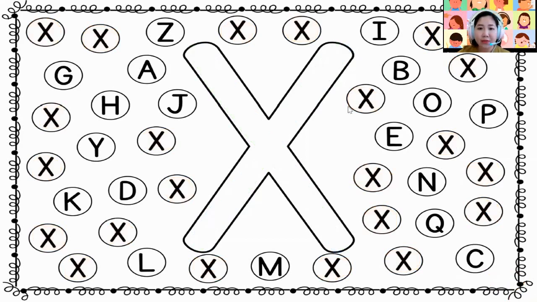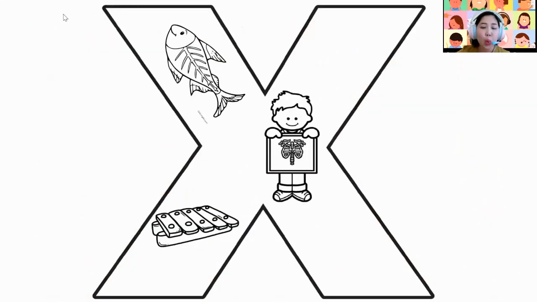Now, what do we have for the next slide? Ooh, we have the letter X again, but this time it has pictures. There are only a few things that begin with the letter X, that is the x, x sound in the beginning. For our beginning sound, we have the letter X for X-ray. X-ray is when the doctor will take a picture of your bones to see if there is something wrong with them. That is an X-ray.